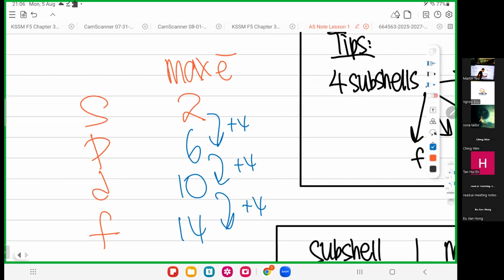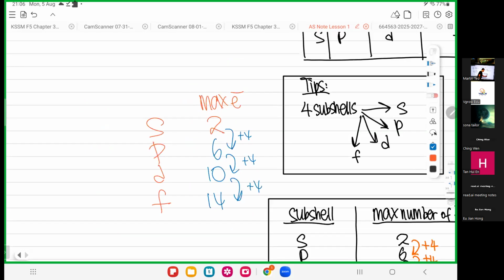S can put 2 electrons. P can put 6 electrons. D can put 10 electrons. And F can put 14 electrons. So a simple way to remember is S can put 2 electrons, and subsequently you add 4, plus 4, plus 4.